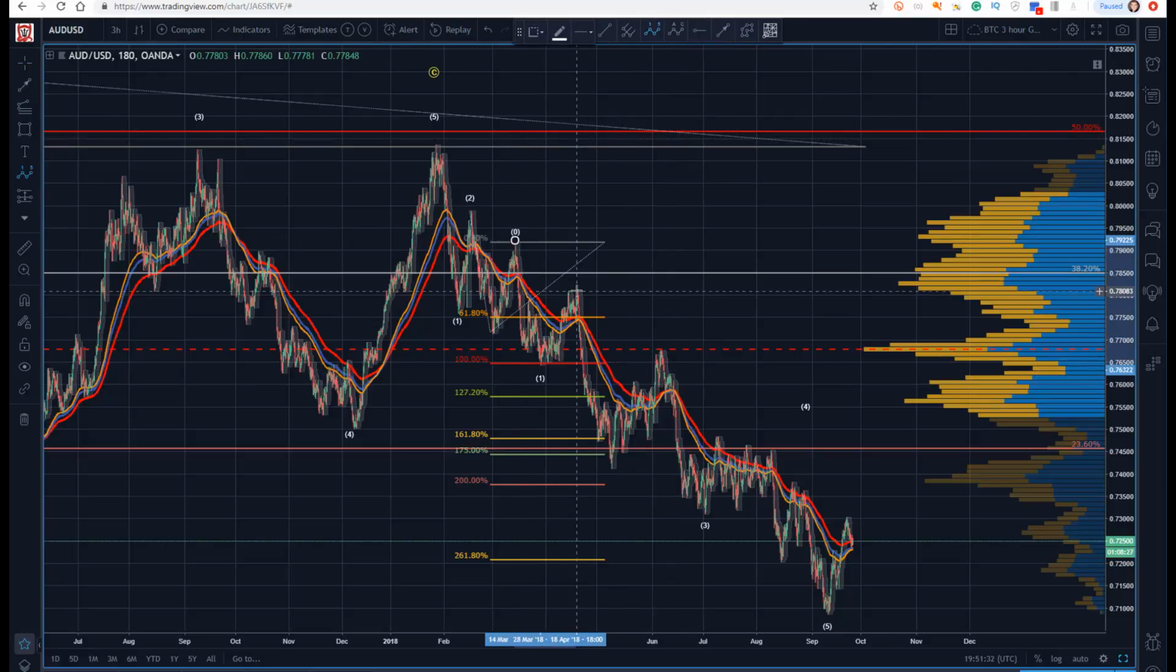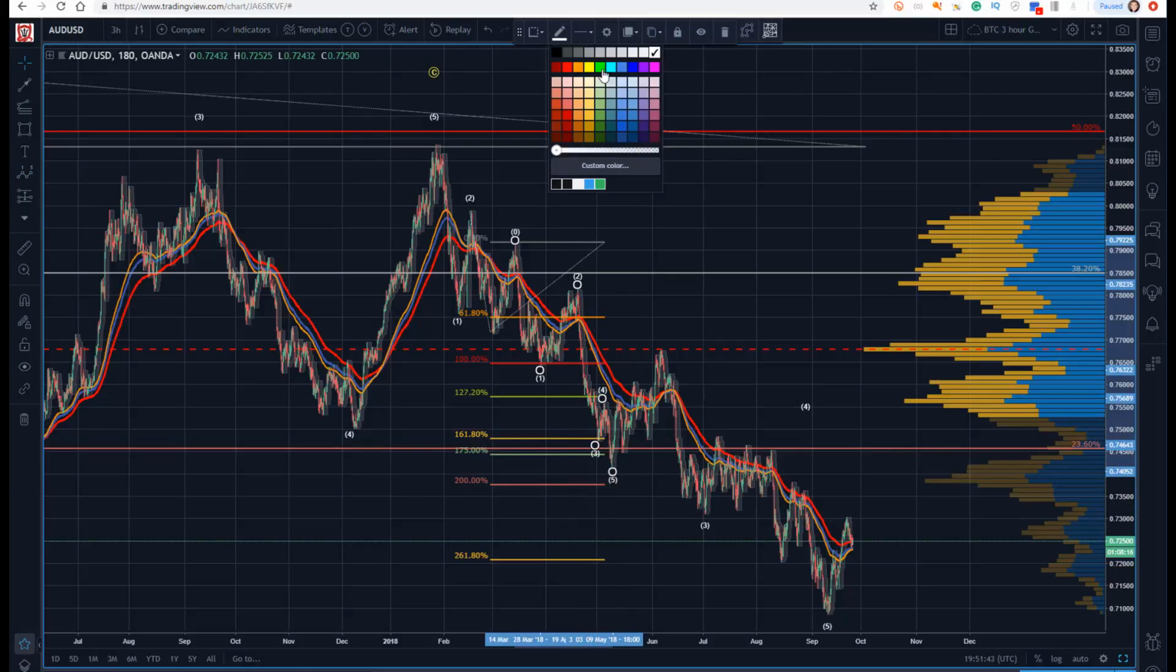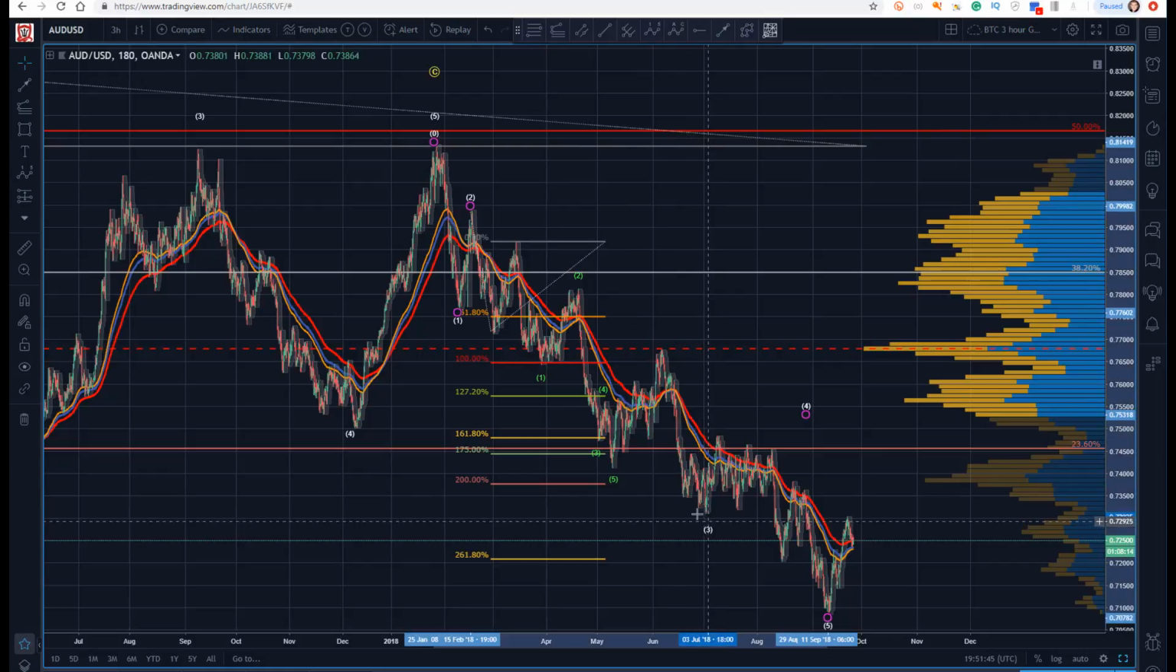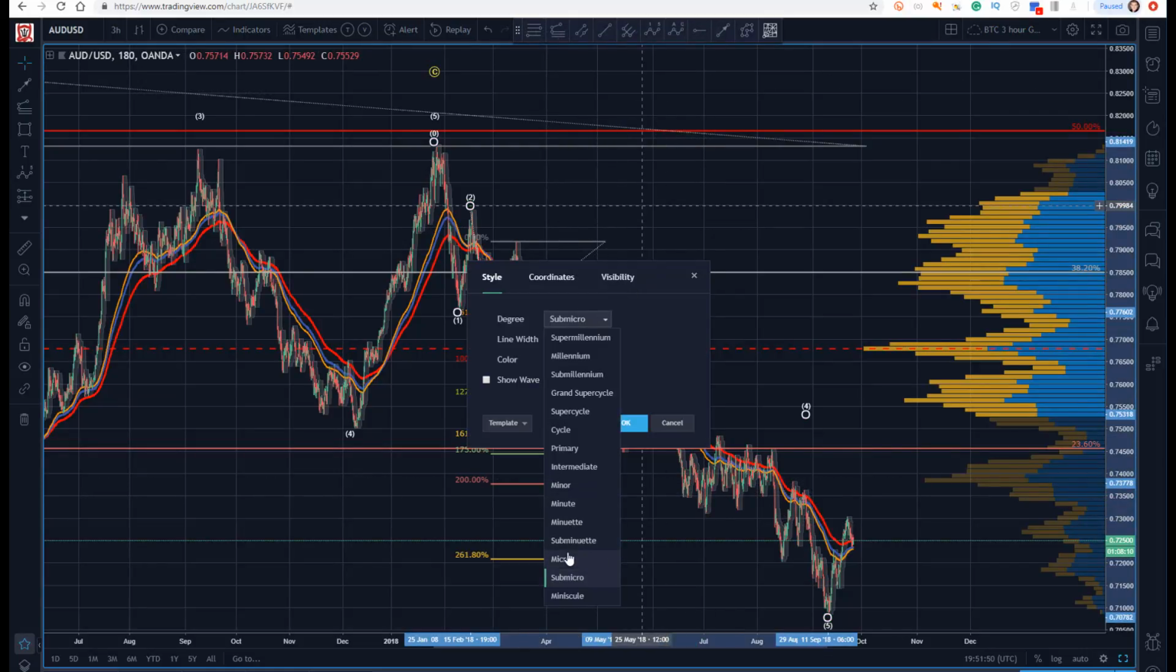So if that's 1, 2, we could have. Nope, that doesn't work. So we could have 3, 4, 5 here. So let me put that in a different color. All right, then so potentially if that were the 3, so that's got to go up a degree. So bear with me, guys. Here we'll work through this.